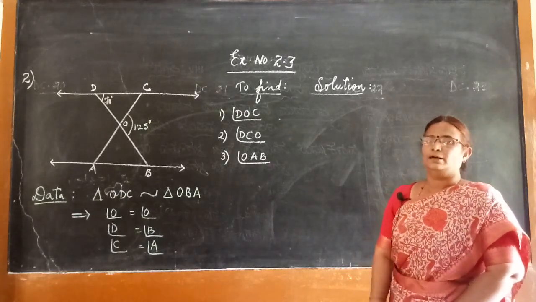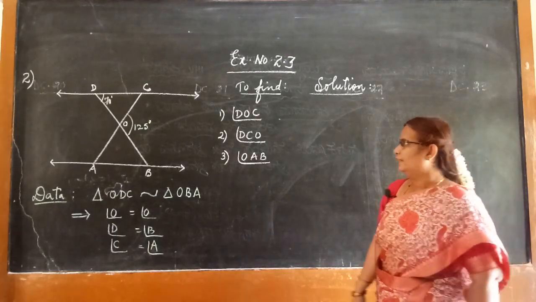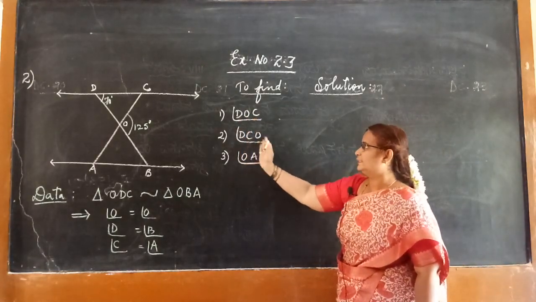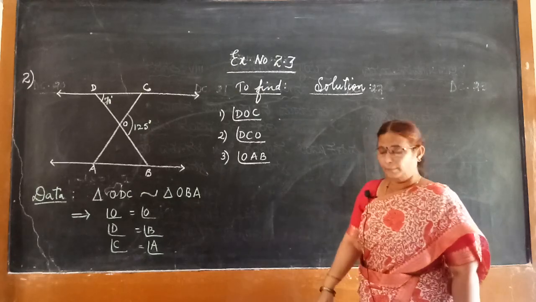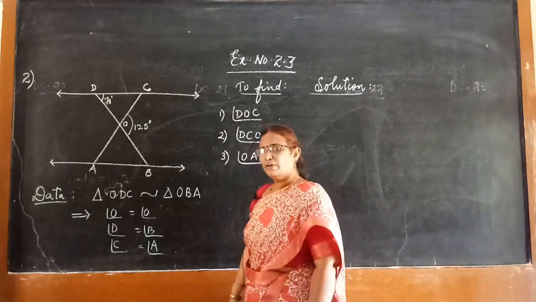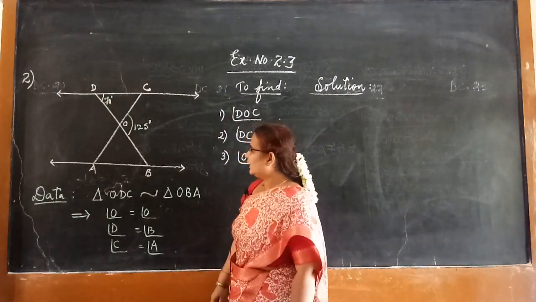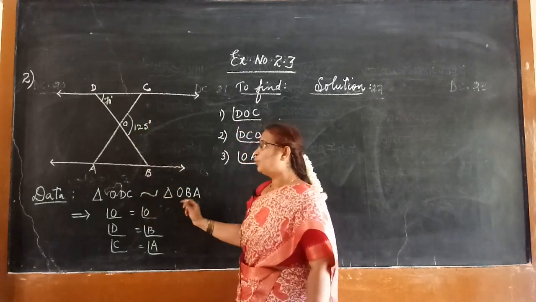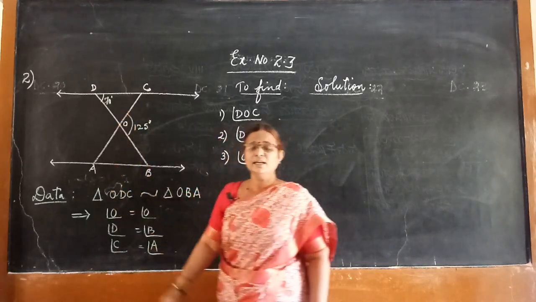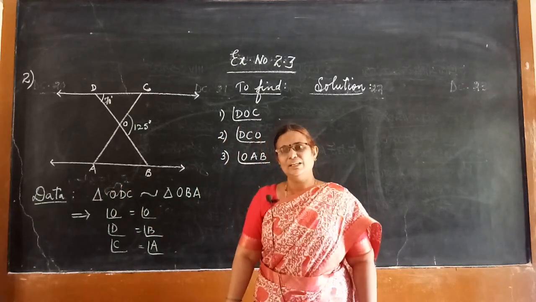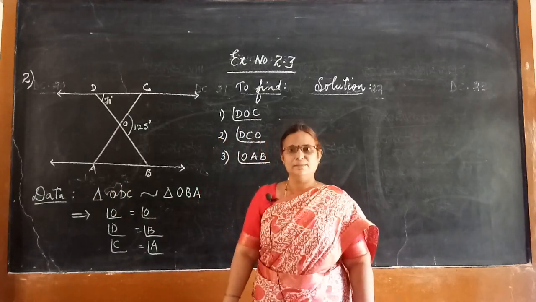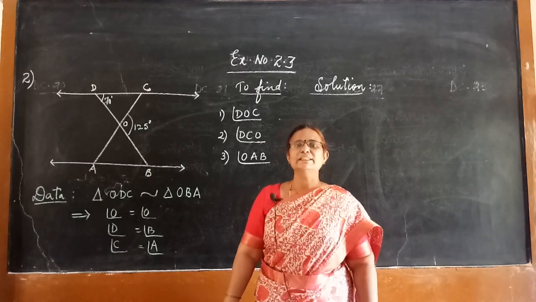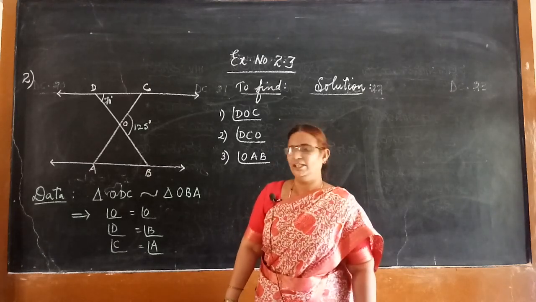Using these propositions, we are going to identify the measurement of angle DOC, angle DCO and angle OAB. What is given in the question? The question gives triangle DOC and triangle OBA. These two triangles are similar. What is similar? If we have to say the triangles are similar, then the corresponding angles must be equal and the corresponding sides must be proportional.